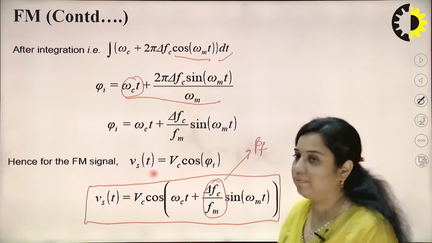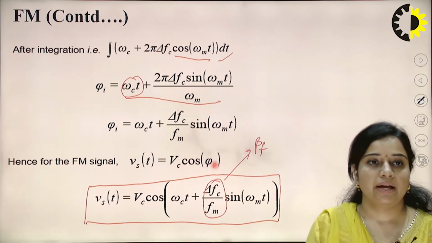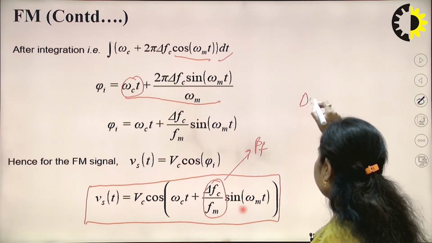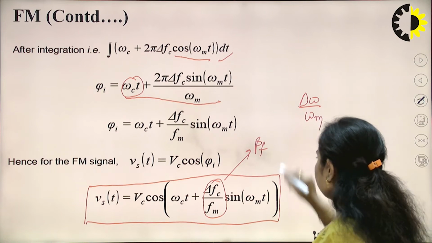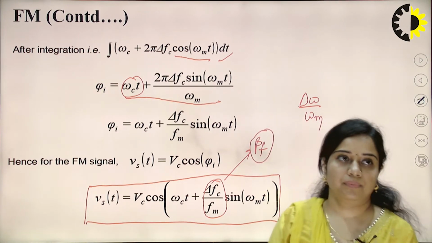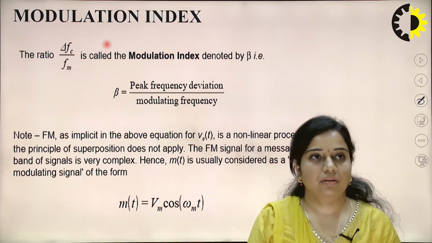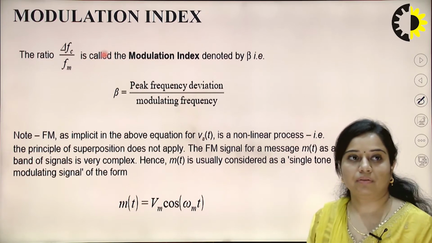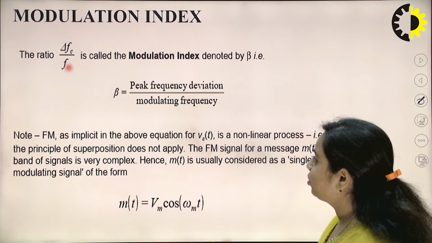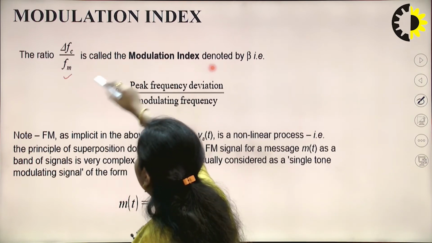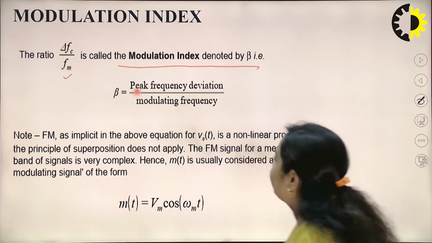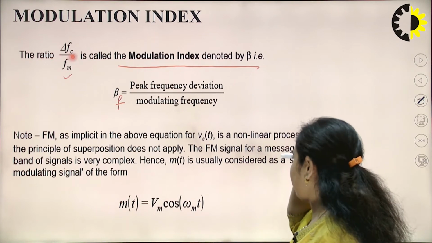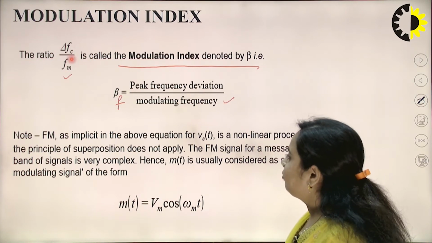What is beta f? Beta f is the modulation index for the FM signal, that is delta fc upon fm, or you can also write it in terms of omega, delta omega upon omega_m. So this is the modulation index for the FM signal. From the standard equation that I have told you, the modulation index parameter is considered. The ratio of delta fc upon fm is called the modulation index, denoted by beta. You can also write it as beta f. That means it is the peak frequency deviation divided by the modulating frequency.